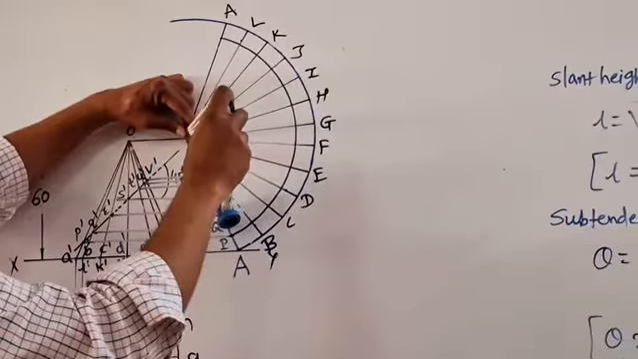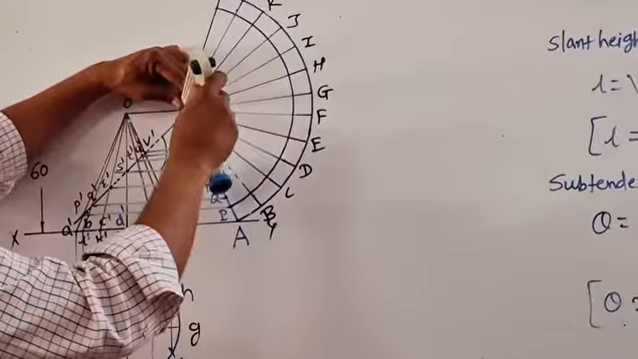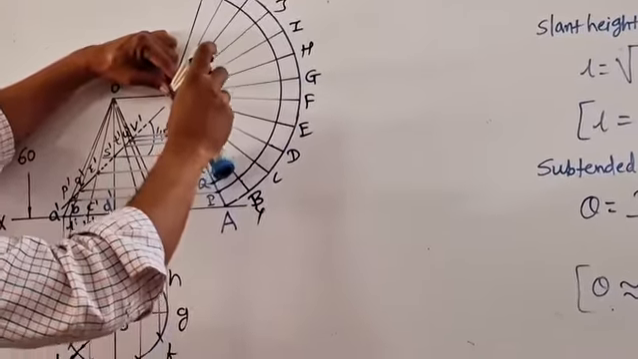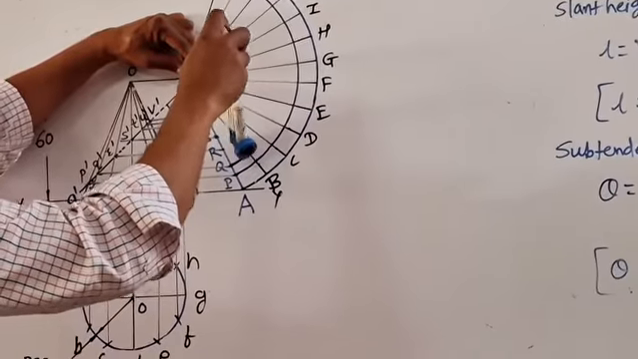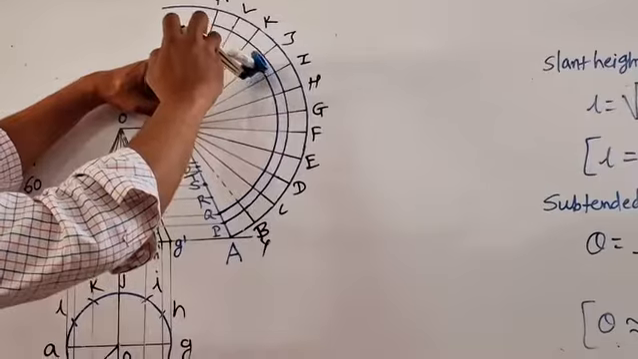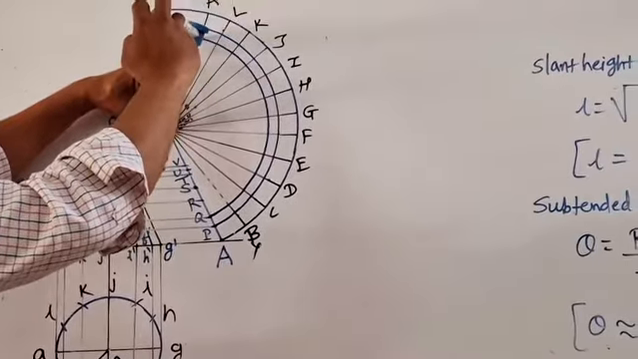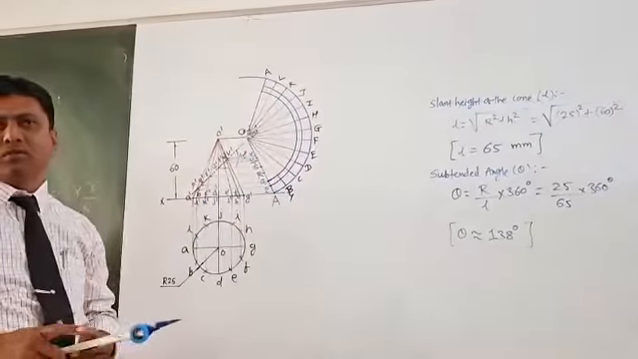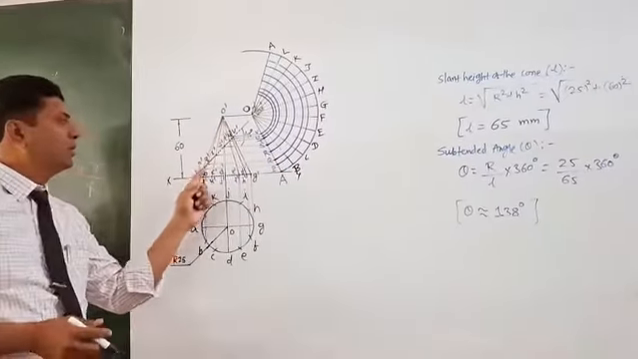Take distance OQ in the compass and with center O again draw another arc up to O. This way you have to complete all the arcs. Understood? Now again come to here.